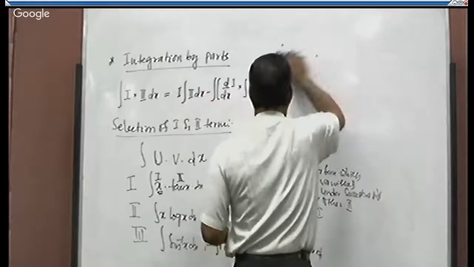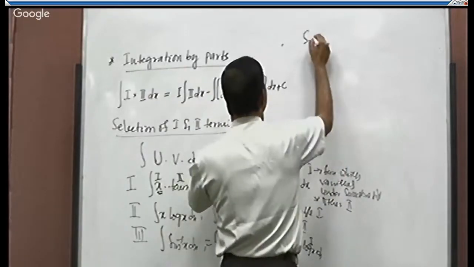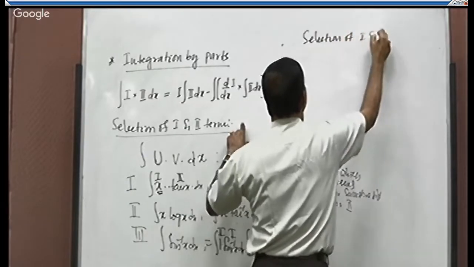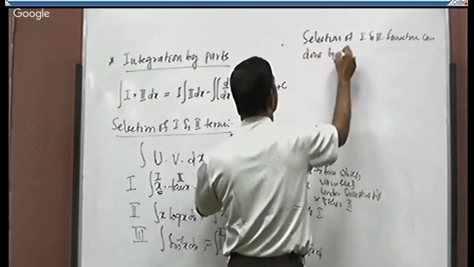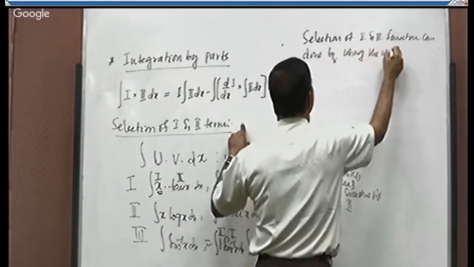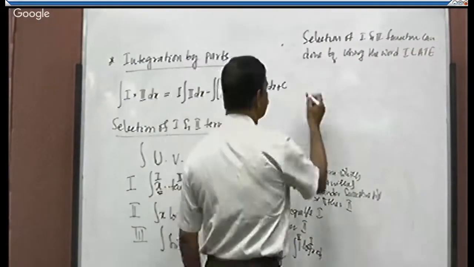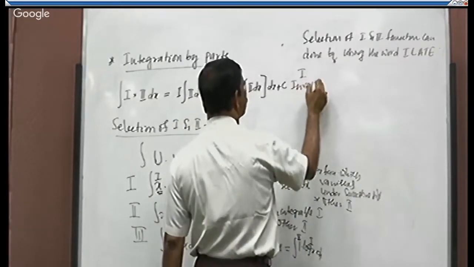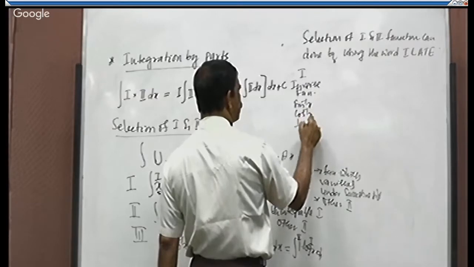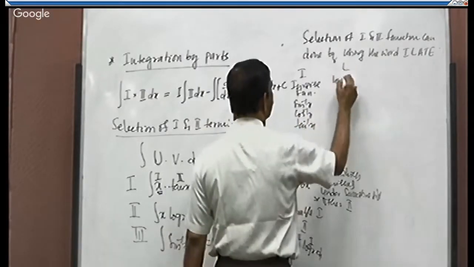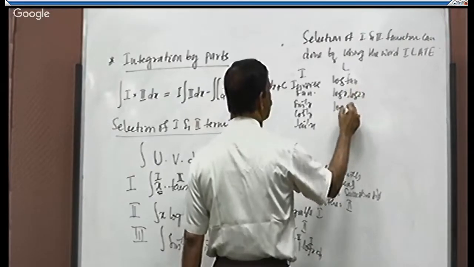To remember this, we can have a simple way of selecting first and second term. Listen, we can also select first and second term in the integration by parts using the word ILATE. So I means inverse functions. Which are the inverse functions? Sin inverse x, cos inverse x, tan inverse x, like that. L means log functions, that is log x, log 2x, log 3x, etc.